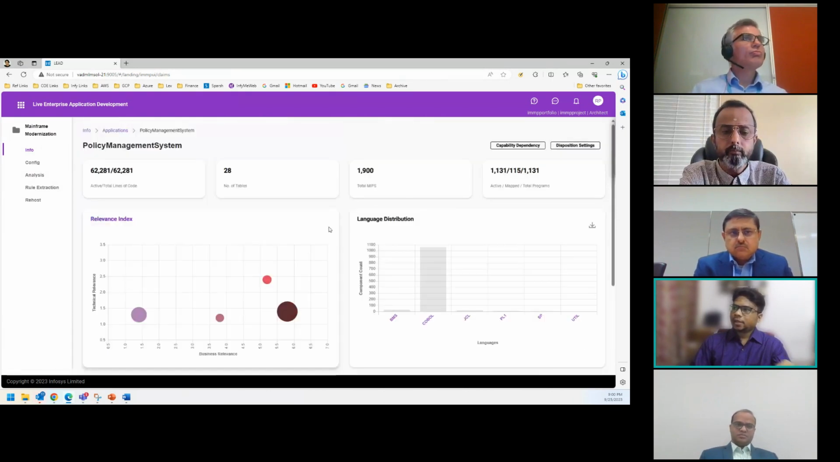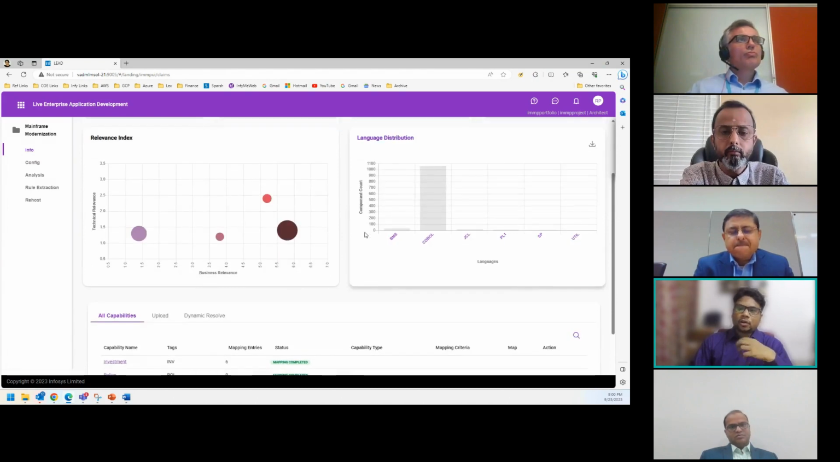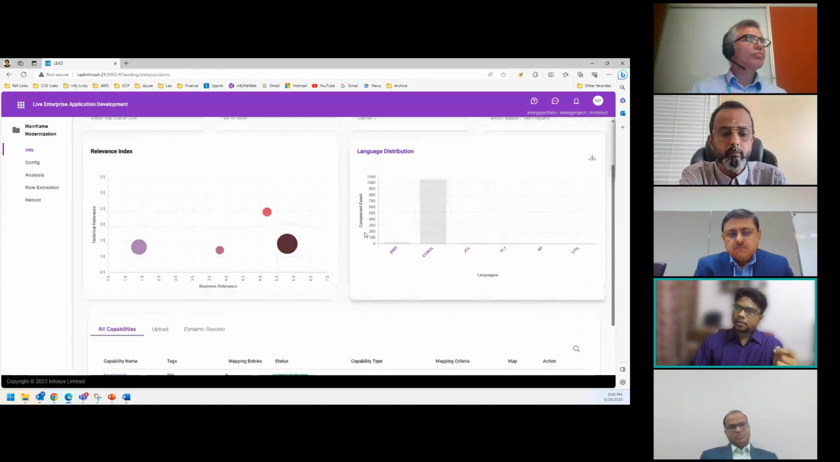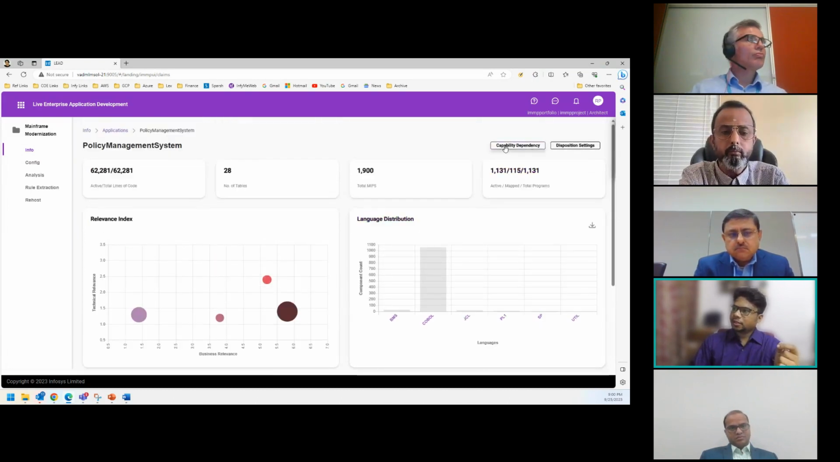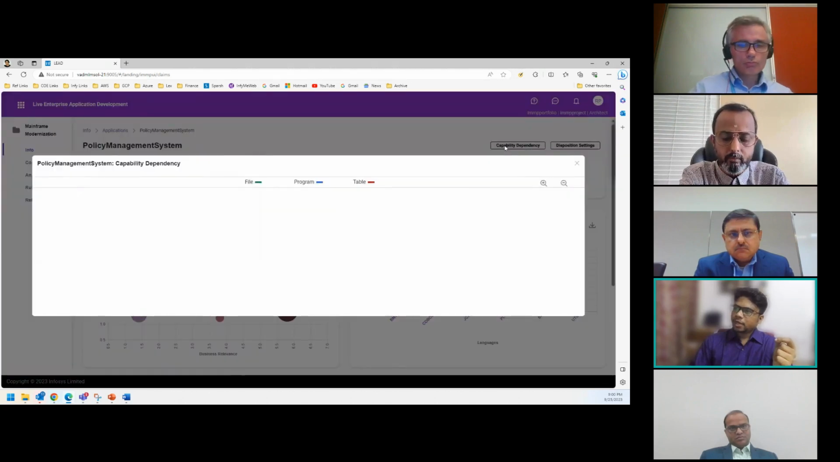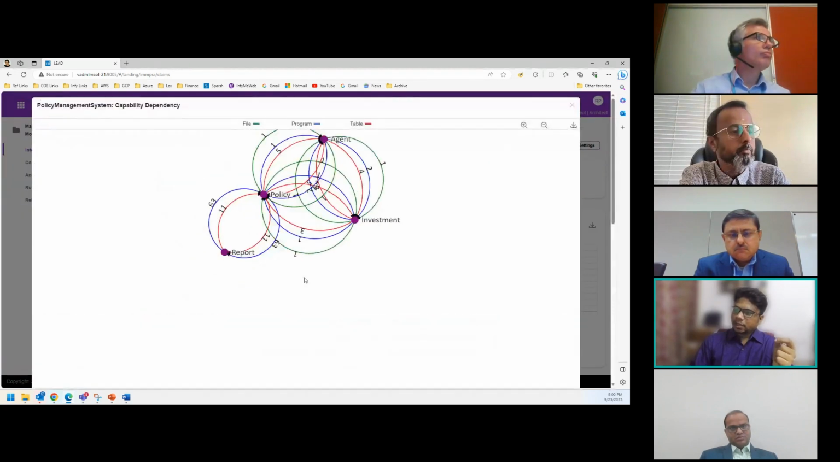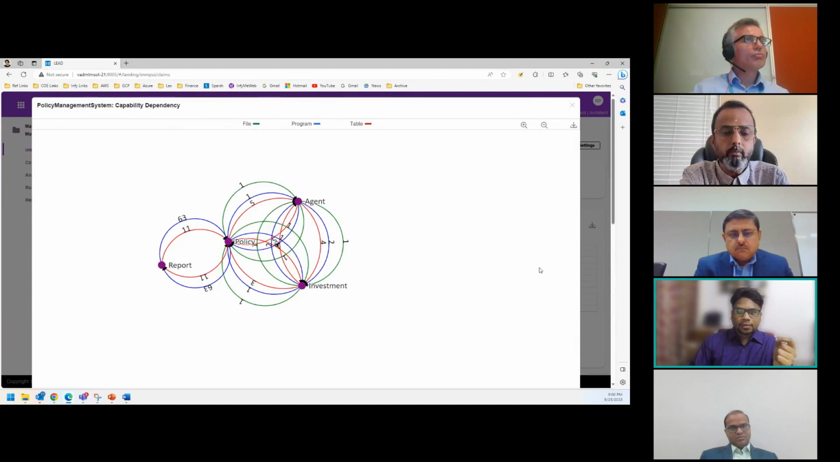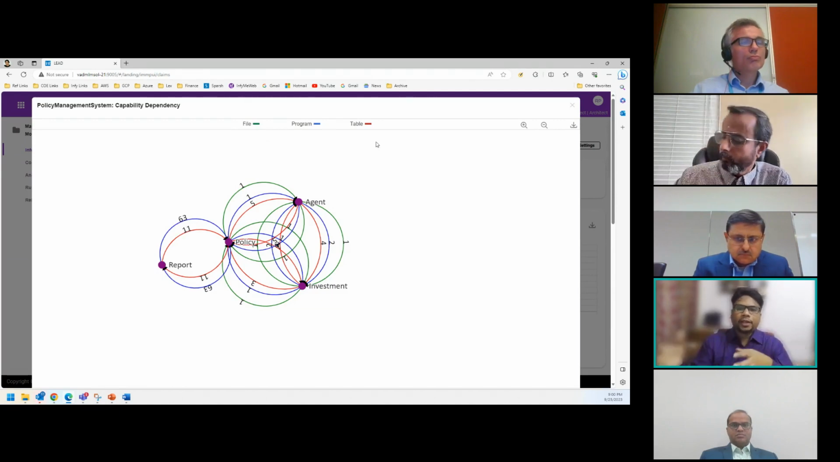And after that, what we want to see is how the different sub-applications, modules, or capabilities are interacting with each other within the platform. For that, what we have developed is, if these four are the different sub-applications, how are they interacting with each other? Through the files, through the programs, through the tables, basically through the program and data.